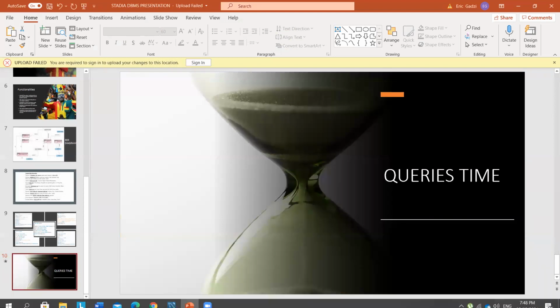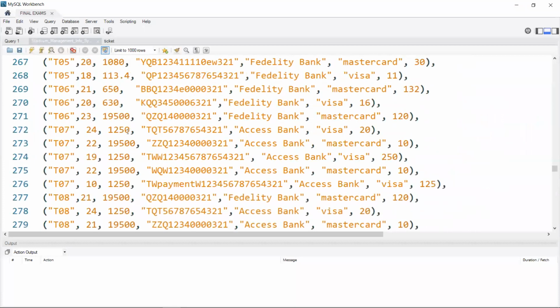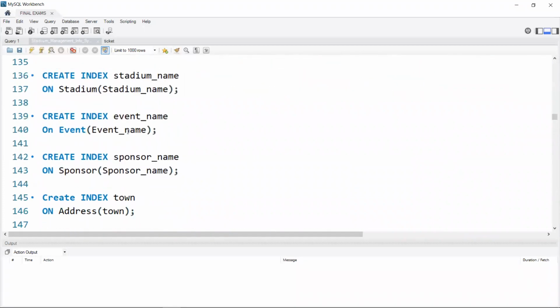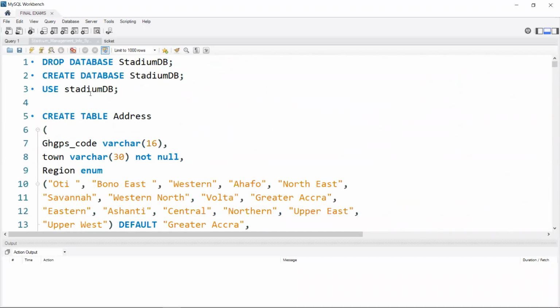All right, to our queries. This is our queries. We've already talked about the table creation and insertion. We've already inserted the tables, but there is something that I'd like to show you. We did some indexing to help push the speed of our searches. Mostly we are going to use the stadium name, event name, sponsor name, and the town where these various events and stadiums are located and are going to happen. Let me run this.